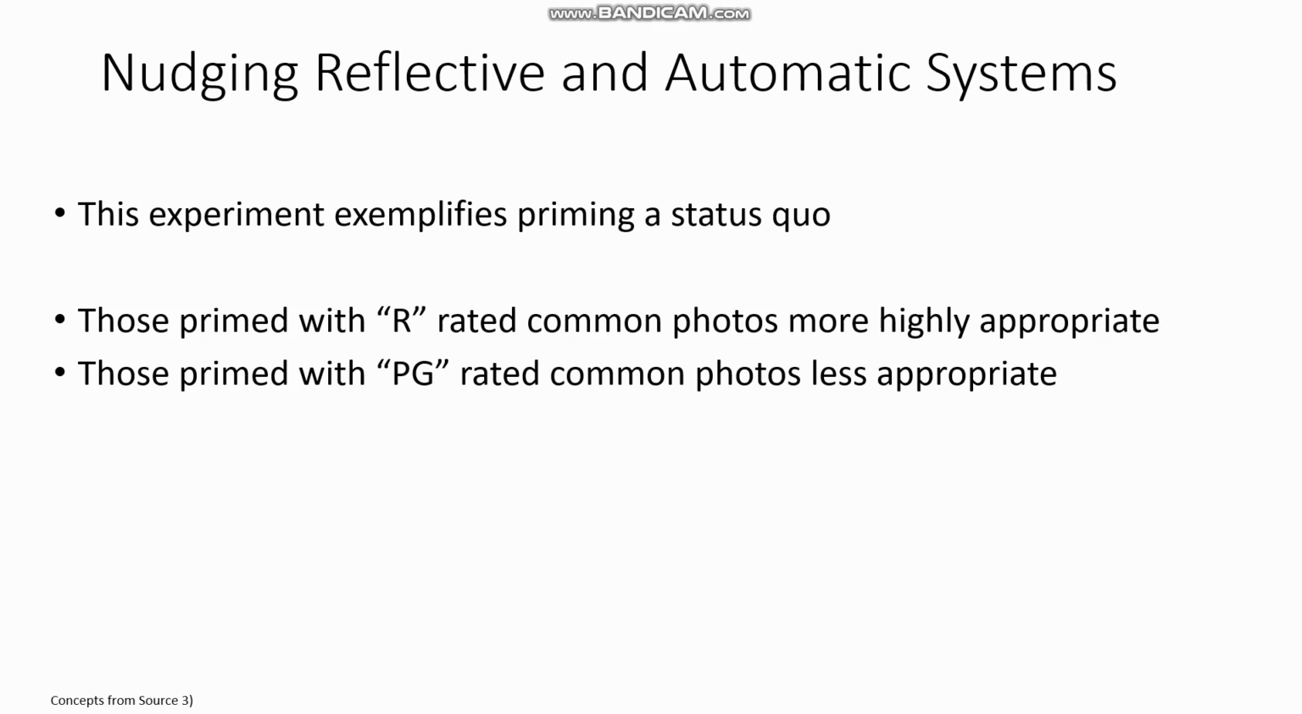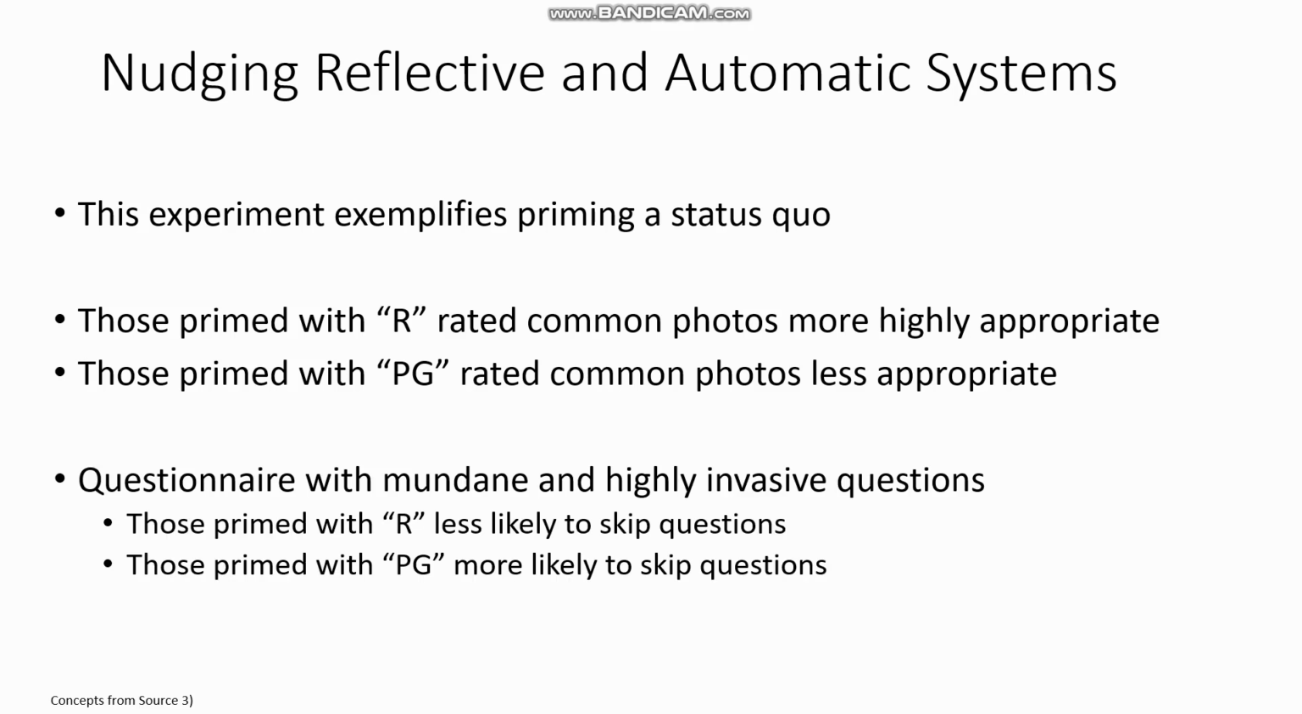On top of that, a questionnaire with questions ranging from non-invasive and mundane to highly invasive and private was given to participants. The participants were asked if they would answer the question or skip it. They would either choose to answer or skip on their own behalf, on behalf of another fictional person with a provocative personality, or on behalf of someone else who avoids provocative behavior. In the questionnaire, people were less likely to skip questions if they were primed with the R-rated set.